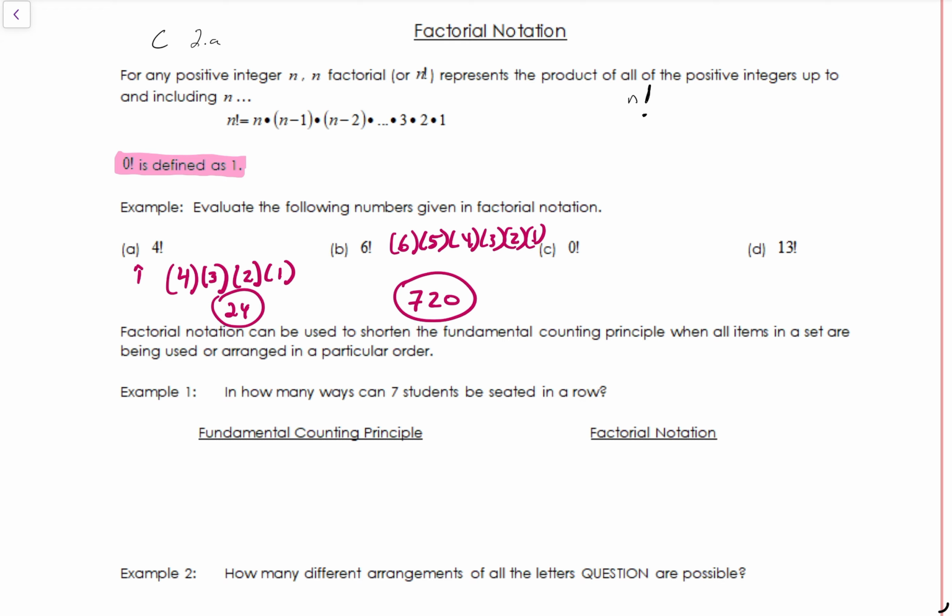0 factorial. Oh, you have to use the definition. So by definition, 0 factorial is just 1.